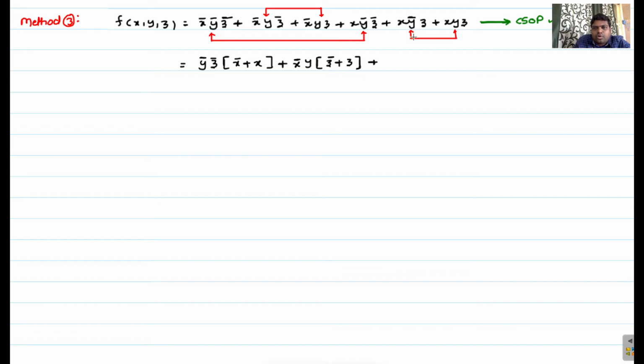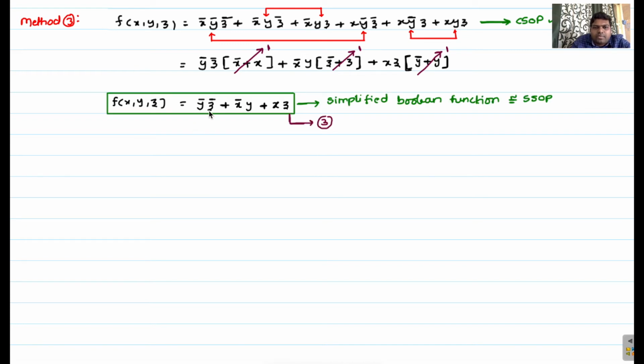Next, these two product terms. From this we can take xz as a common factor, then you will get y bar plus y. According to our operation theorem, this x bar plus x equals 1, z bar plus z equals 1, and y bar plus y equals 1. So finally what you will get? y bar z bar plus x bar y plus xz. This is your reduced Boolean expression.